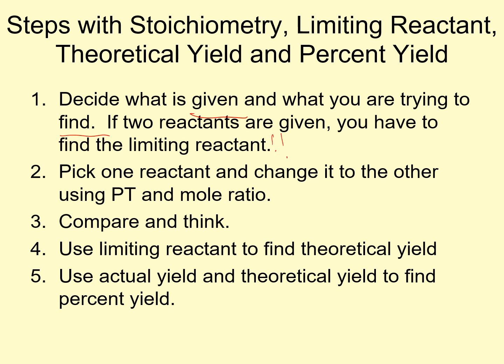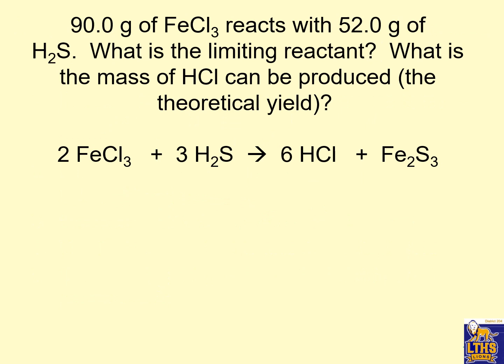That's part of the problem. Pick one reactant and change it to the other using the periodic table for grams and the mole ratio coefficients. Compare and think about what it means. All right. Then once you know what the limiting reactant is, use the limiting reactant to find theoretical yields. And this is going to be in part 2, but use the actual yield and theoretical yield to find percent yield. Okay.